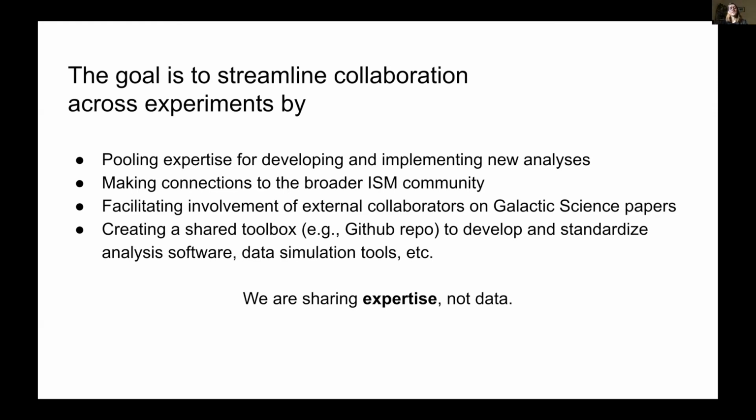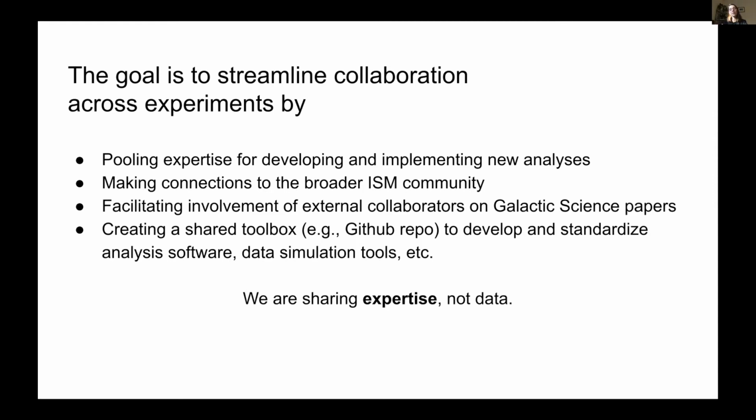We also see ourselves as a way to facilitate involvement of external collaborators on galactic science papers that maybe happen within the domain of a particular experiment, but where expertise from an external collaborator is needed just for that paper. Within the bounds of that experiment's regulations for how to go about proposing an external collaborator, we can facilitate that happening if an idea is sparked that would be a good collaboration between different people within our group.